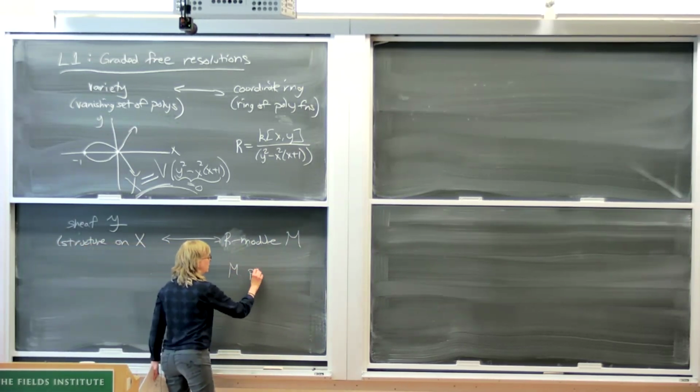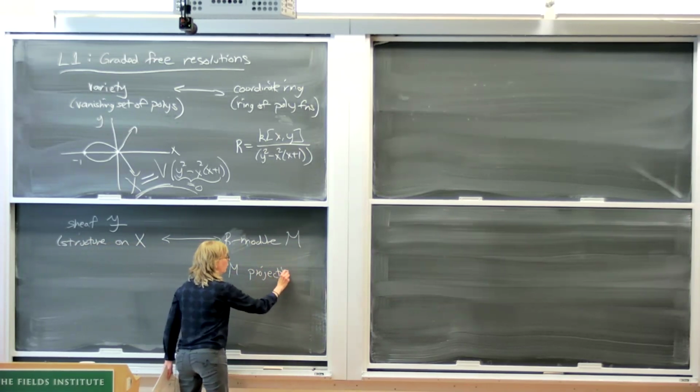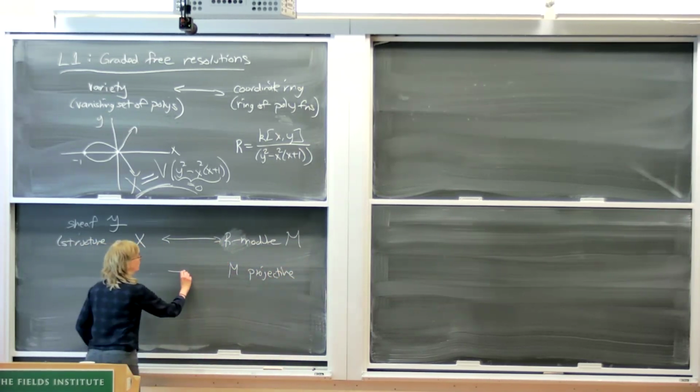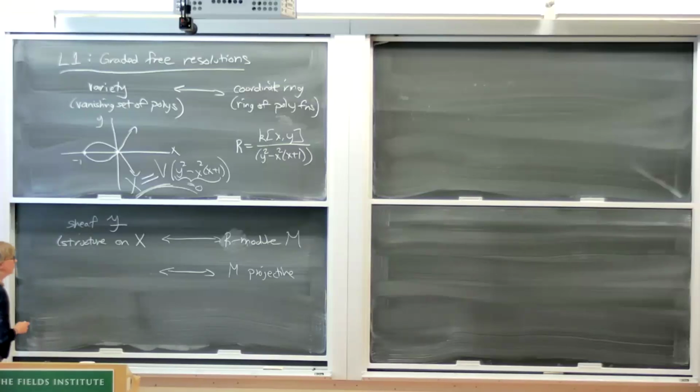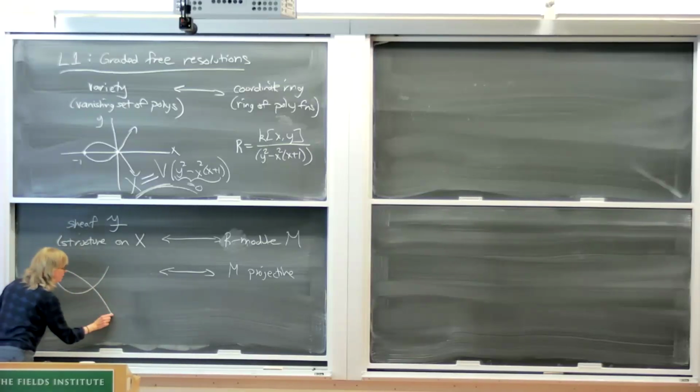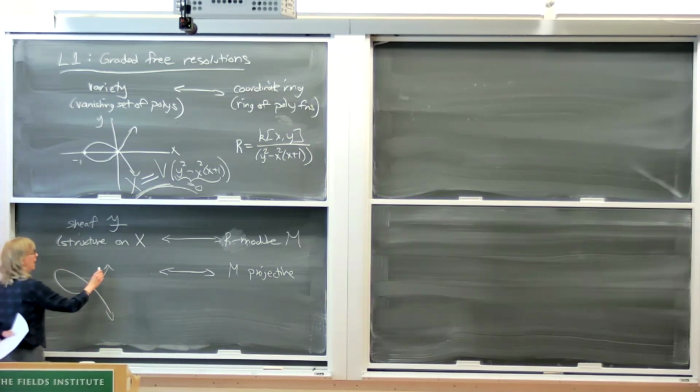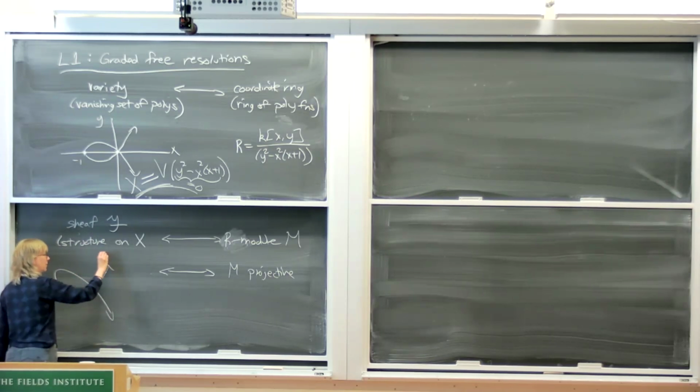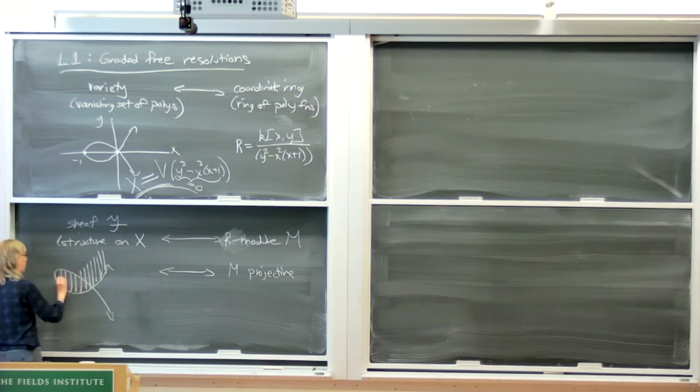Even better, if M is projective, or say a free module, then the structure that you build can be very nice. So here's the curve I had. You can think of a projective module or a free module as giving you at each point some free module locally. So it's like you have a vector bundle where you've attached a line. It should be an infinite line. Say a rank one would be you've attached a line in every place.